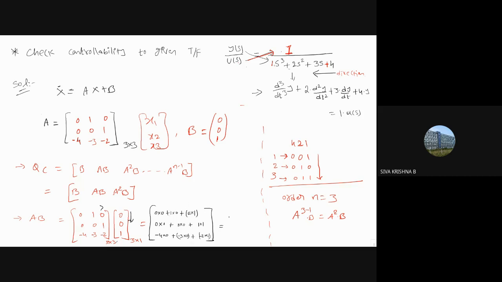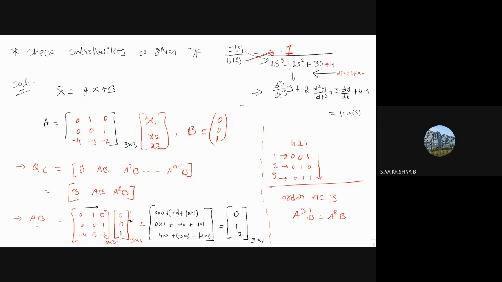What is the answer for this multiplication? All are 0, multiplied means 0. What about next? 1. What about next? Minus 4 into 0, 3 into 0, minus 2. That's it. So its order is 3 by 1. Very good, 3 rows and 1 column.